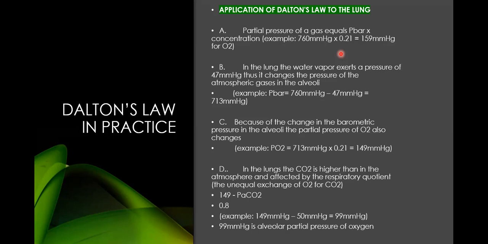That leaves us with 713. Now we can multiply the 713 by the oxygen that we just breathed in, which was 0.21. So 0.21 times 713 gives us 149. Now let's look at the other side of the equation. The other side says carbon dioxide divided by the respiratory quotient. A normal carbon dioxide of 40 divided by a normal respiratory quotient of 0.8 leaves us 50 on that side.